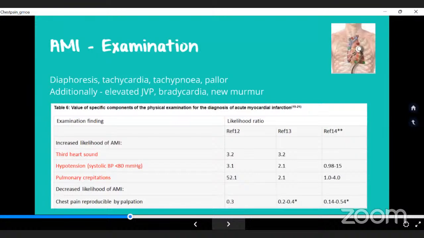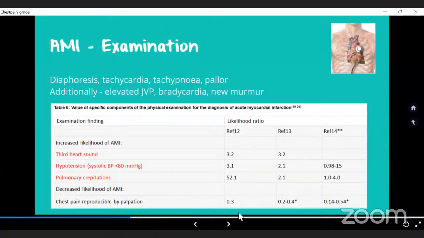Examination most of the time in acute myocardial infarction is very non-specific. Sometimes you might hear a third heart sound if there's associated heart failure, and some other signs of heart failure. Otherwise, there are not many clinical features to rule in or rule out acute myocardial infarction itself.